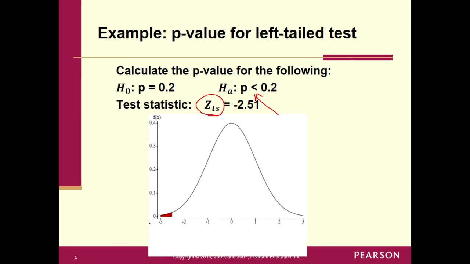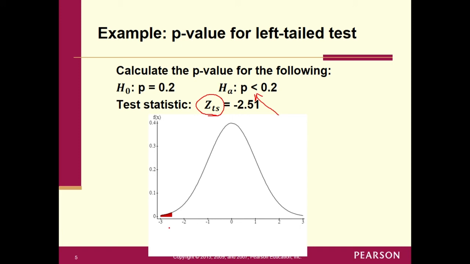So here's z, okay? Negative 3, negative 2, negative 1, 0, 1, 2, 3, right? And here's a negative 2.51. And I had the computer shade to the left of a negative 2.51. Why did I do that? Because we have a less than sign here. And so what we're doing is we're figuring out the area to the left. It's a left-tailed test. That's why we call it left-tailed.